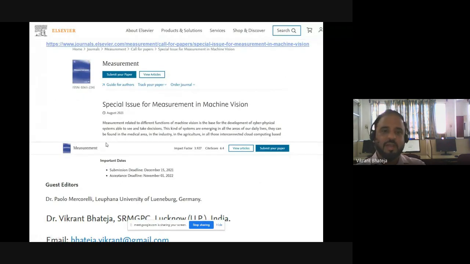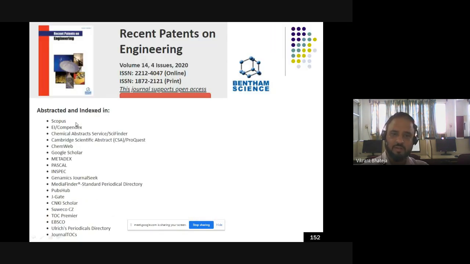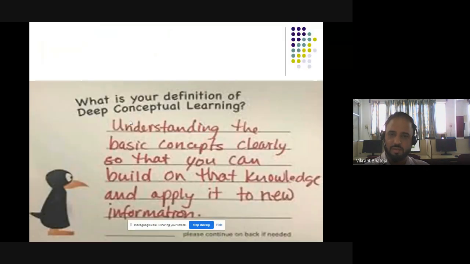So recently, as a guest editor, I'm doing one particular special issue on measurement in machine vision. So if anybody is working in this particular domain where you're doing medical measurements and combining machine vision, then you can make your submissions. Another good journal where I am an editor is Recent Patents on Engineering. Again, it's a journal with Bentham Science and it's a Scopus indexed journal. So anybody whose work is ready can submit their work in this particular domain.